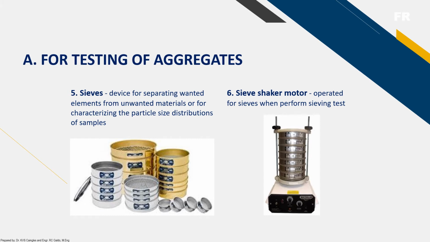Okay, the sieve. Basically in layman's terms we call it ayagan. Your sieve has a corresponding number depending on the size of its openings. So the designations have a number and also a size. We will probably be discussing that further.